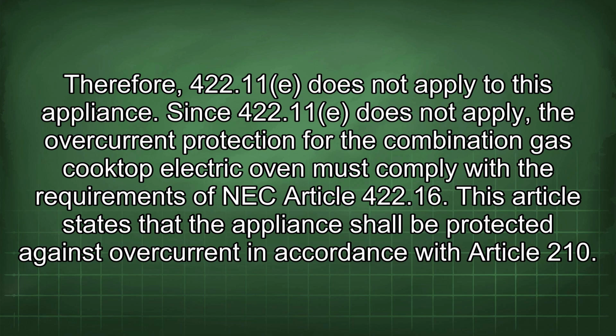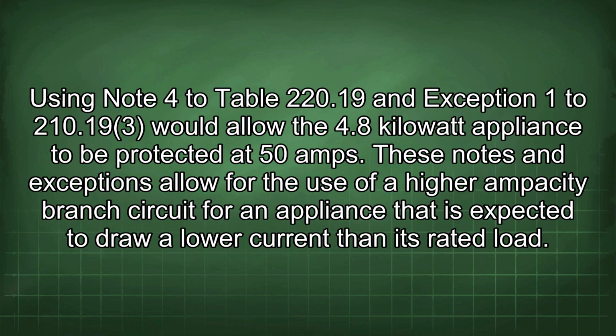Since 422.11 does not apply, the overcurrent protection for the combination gas cooktop electric oven must comply with the requirements of NEC Article 422.16. This article states that the appliance shall be protected against overcurrent in accordance with Article 210. Using Note 4 to Table 220.19 and Exception 1 to 210.193 would allow the 4.8 kW appliance to be protected at 50 amps. These notes and exceptions allow for the use of a higher ampacity branch circuit for an appliance that is expected to draw lower current than its rated load.